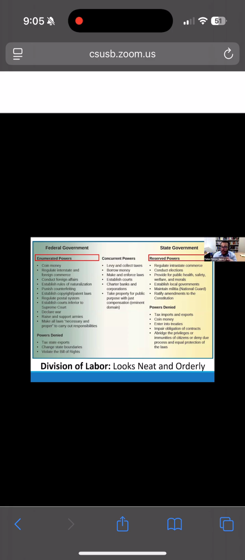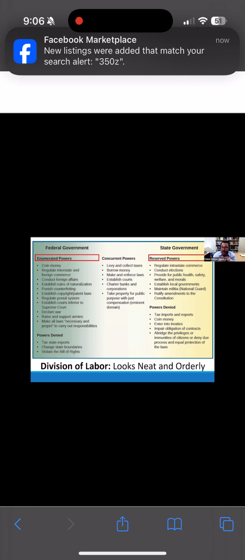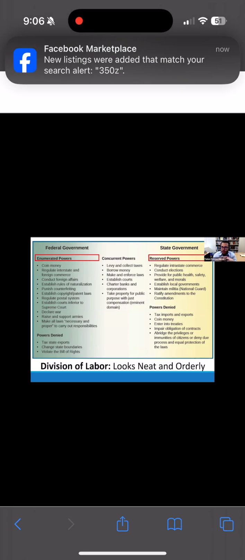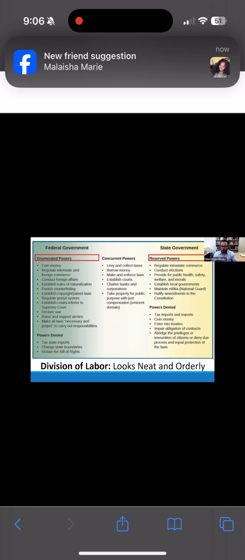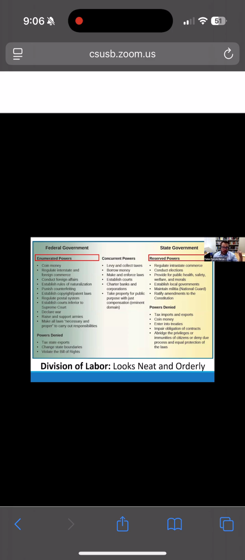Start with the elastic clause, the power to make all laws necessary and proper to carry out the federal government's responsibilities, as well as the general welfare clause of the preamble. And finally, the commerce clause, which can be interpreted quite broadly to justify federal government involvement in areas that are not explicitly stated in the Constitution.